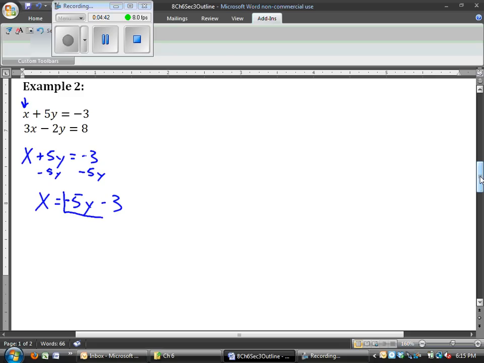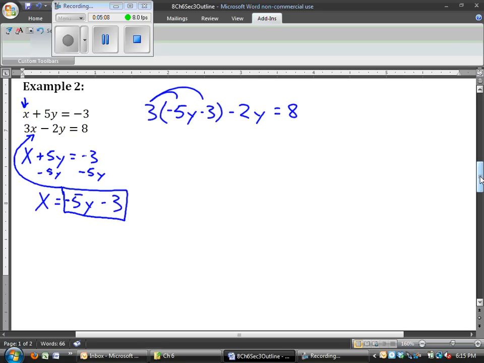Now, I can take what x is equal to and plug it into this equation for x. So 3, don't forget parentheses because we're going to have to distribute to this entire phrase, equals 8. Again, that's why we need the parentheses. If you don't have those parentheses, it's not going to work. You're going to end up with something really weird.